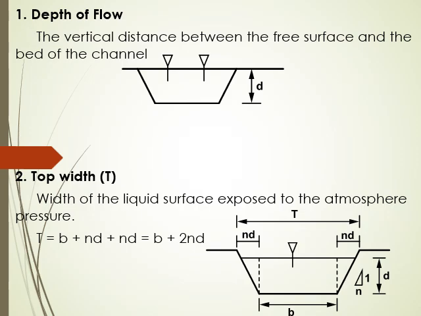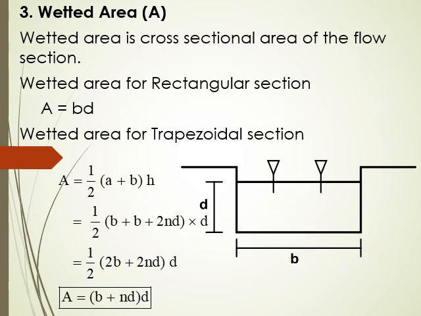Next, we'll look into some basic definitions. Depth of flow is the vertical distance between the free surface and the bed of the channel. Top width is the width of the liquid surface exposed to atmospheric pressure. I'm taking the example of a trapezoidal section. The top width is B plus nd plus nd, the side slopes added together, which gives B plus 2nd.